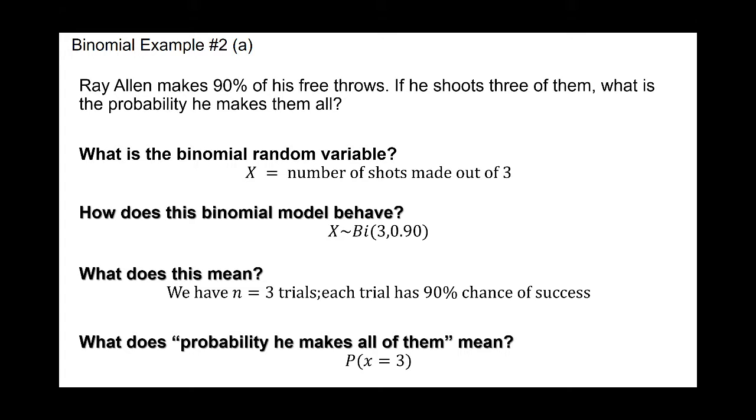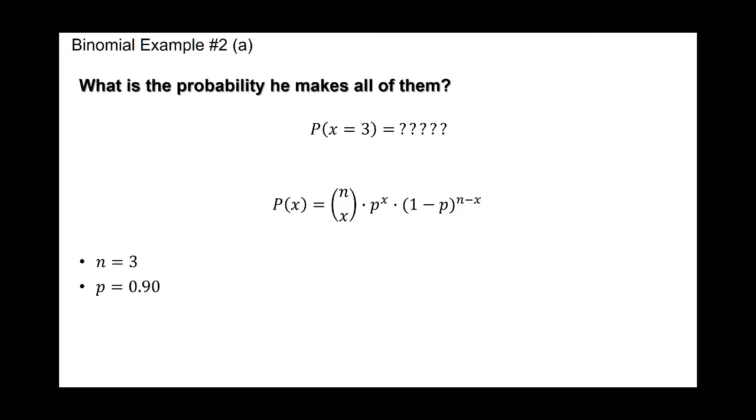So what we want to find in this problem is the probability that x equals 3. We want him to take 3 shots and want all 3 to go in. We want to figure out what is the probability of that. Okay, so what we can use here is the binomial distribution formula to figure out the probability that x equals 3. Again, we have 3 trials and we have 0.9 probability of success on each trial. When you substitute in, you get 0.729. So there's a 73% chance.